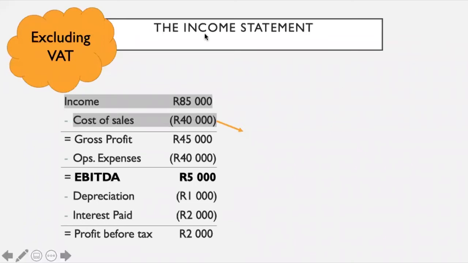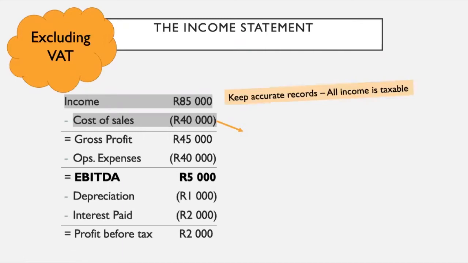Okay, so let's start at the top and look at our income. So remember, every single rand that you generate as an income is taxable. Income doesn't just have to come from trading. Income doesn't just come from you buying and selling and offering your services. Income can also come from interest that you earn in your bank account, or maybe your business has a savings account or a call account where you put some money aside. So all that income is taxable. So keep accurate records, because all your income is taxable.